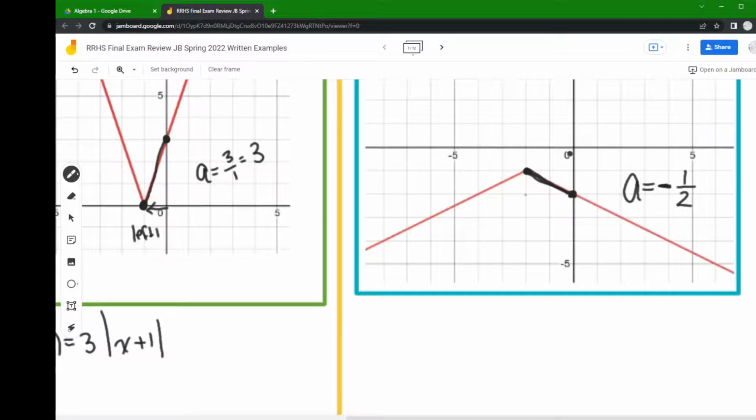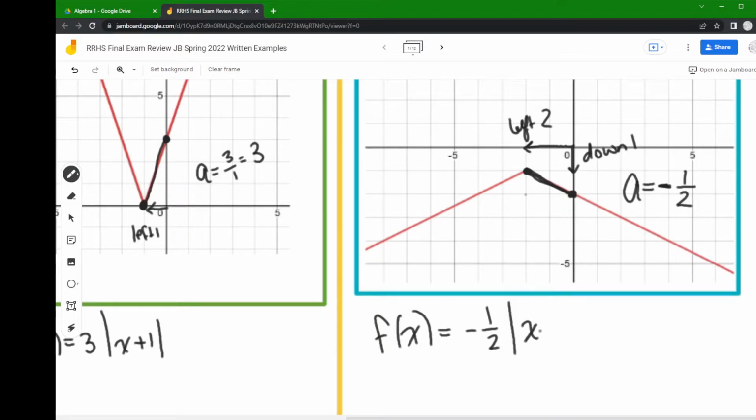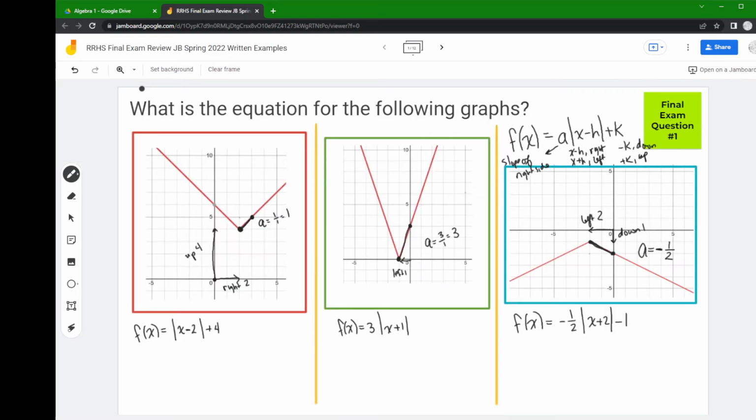And then looking at my translations, I see that the vertex goes 2 to the left from the origin, and I see that it goes down 1 from the origin. So now I have my 3 values, and I'm set to go for my equation. So I say f of x equals my a, which is negative 1/2, times the absolute value. To show left 2, I'm going to say x plus 2. And then to show my down 1, I put a minus 1 here at the end. So there it is, writing equations for an absolute value.